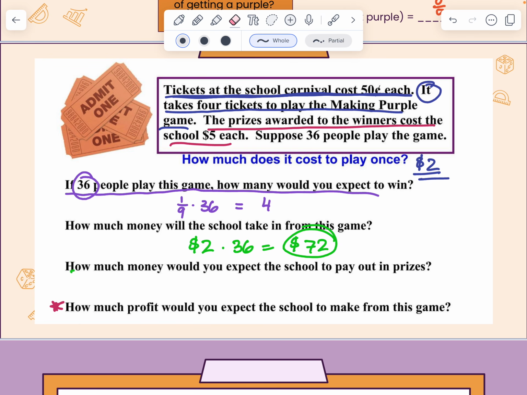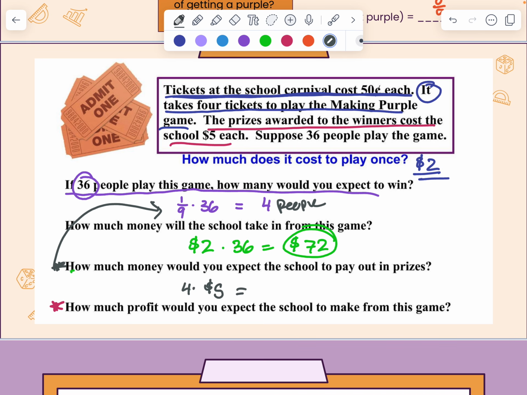As far as prizes, now let me fix this up here. This should not be $4. It's just 4 winners, sorry. Money is going to come back down here for prizes. For prizes, I'm giving $5 each. And we just said 4 people are going to win this game. If I give those 4 people $5, that means I'm giving out $20 throughout the day.